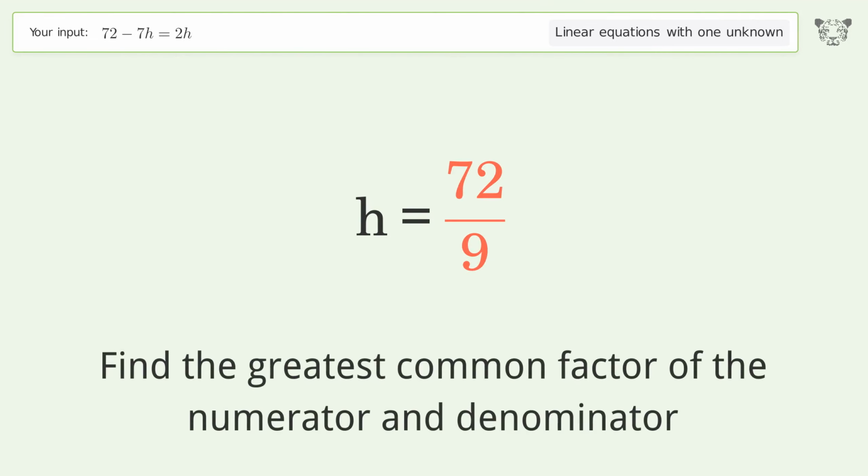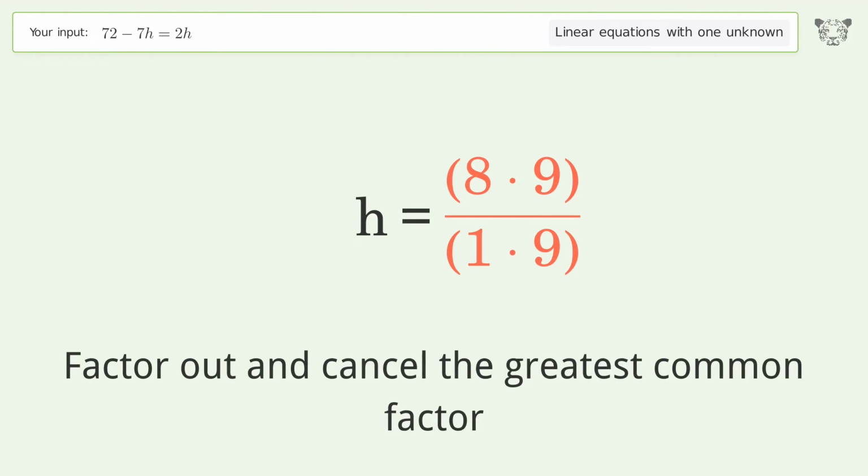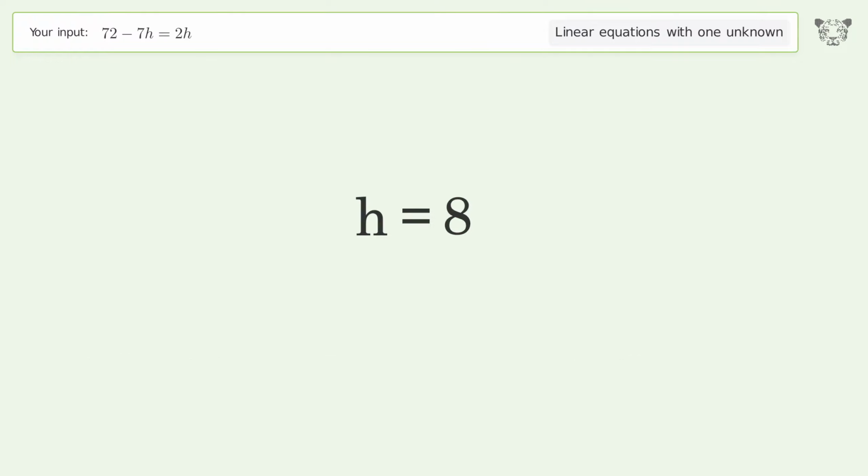Find the greatest common factor of the numerator and denominator. Factor out and cancel the greatest common factor. And so the final result is h equals 8.